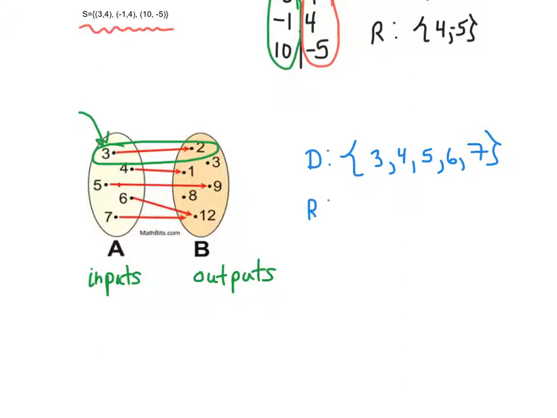Now my range is a little trickier because my range is going to be 2, 1, 9, and 12. Now you'll notice I did not include 3 and I did not include 8 because there's no arrow pointing to them, so that doesn't mean there's any value in set B that a value in set A is related to. If it's not a relationship, then it's not in our domain and range. So if you have extra elements in a mapping, you would only include the ones that have the arrows.